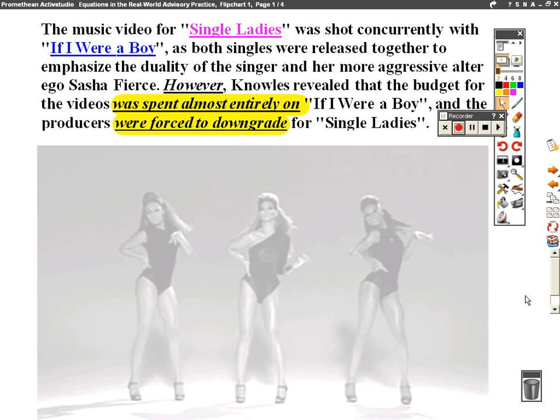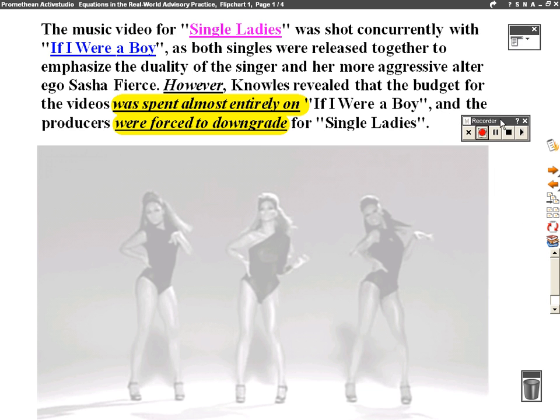Good morning, everybody. Today we're learning about equations and how they relate to the real world.